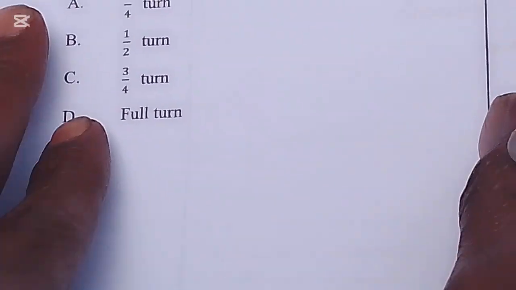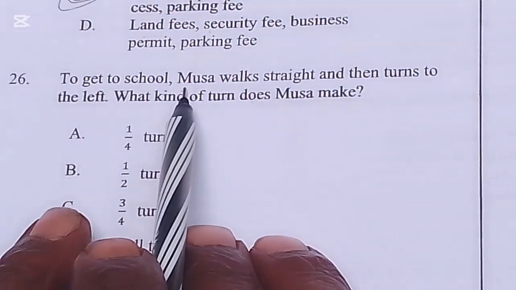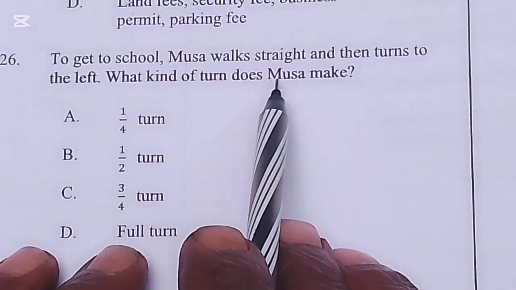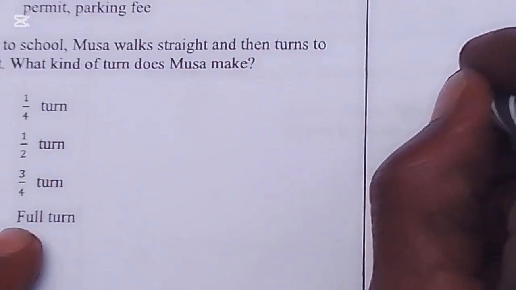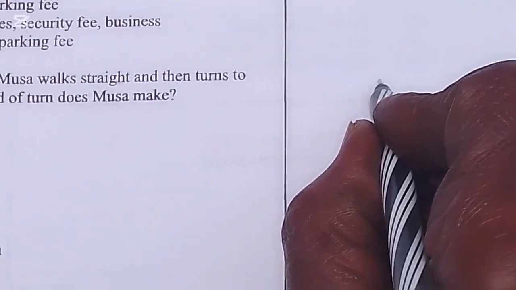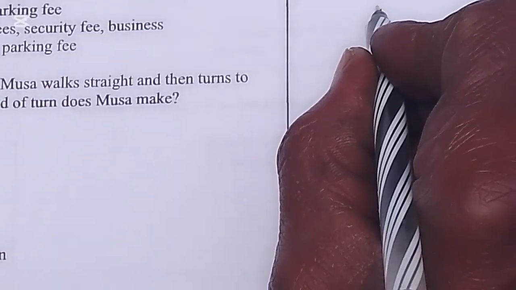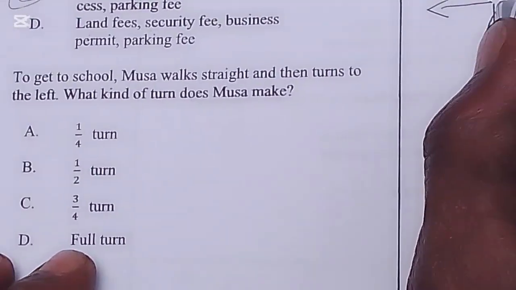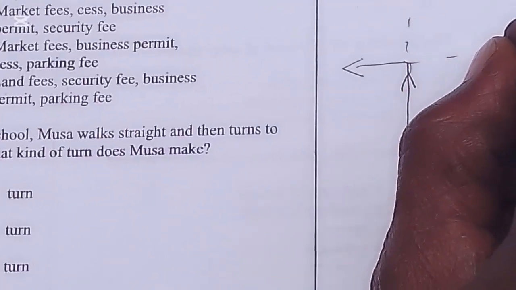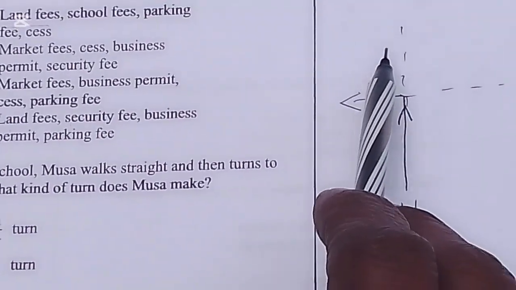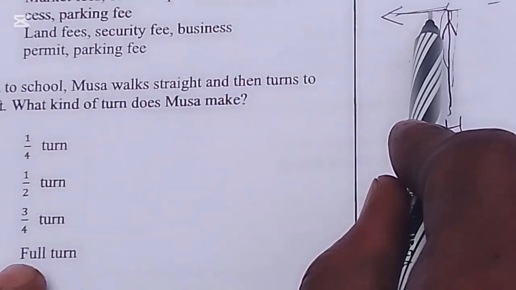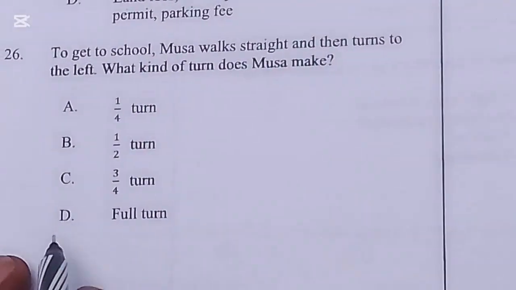Number 26. To get to school, Musa walks home and then turns to the left. What kind of turn does Musa make? So we have home, he goes straight, then he turns left. It shows this is a quarter turn. 1, 2, 3, 4. This is a quarter turn, which is 90 degrees. A quarter turn.